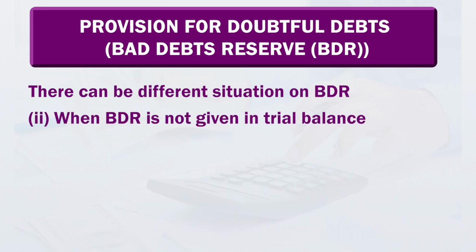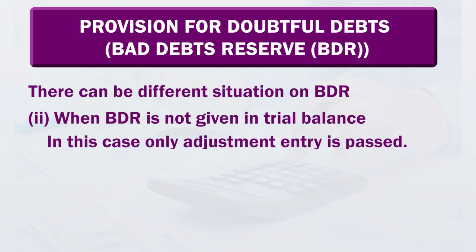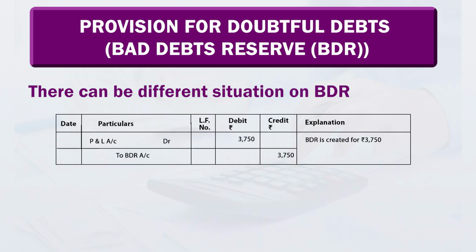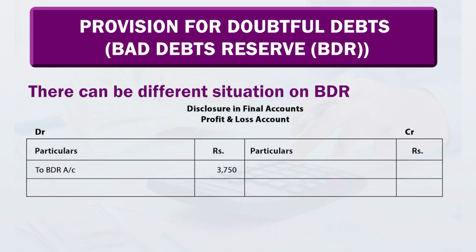When BDR is not given in the trial balance, in this case only the adjustment entry is passed. For example, in the trial balance debtors are rupees 75,000 and in adjustment BDR is to be created at 5%. So, 5% of 75,000 comes to 3,750. So, in this case profit and loss account will be debited by 3,750 and BDR account we have created, so that is 3,750 rupees. And disclosure can be shown in two ways here, that we will see. In the profit and loss account we have reduced profit by 3,750.